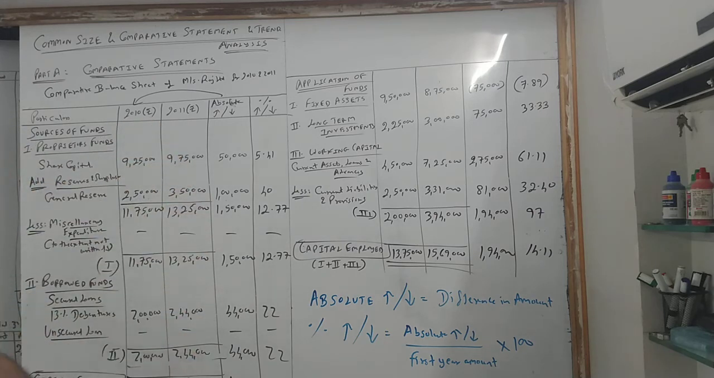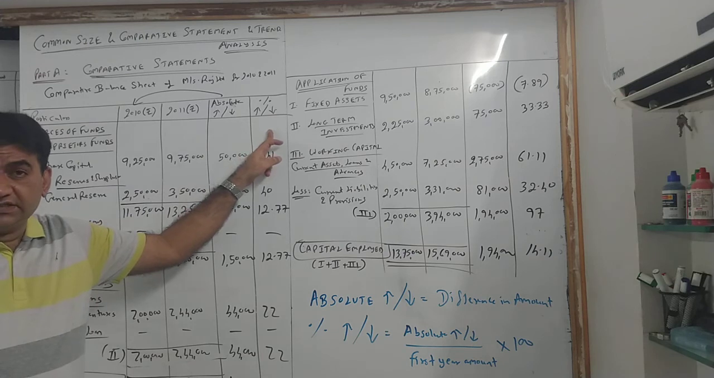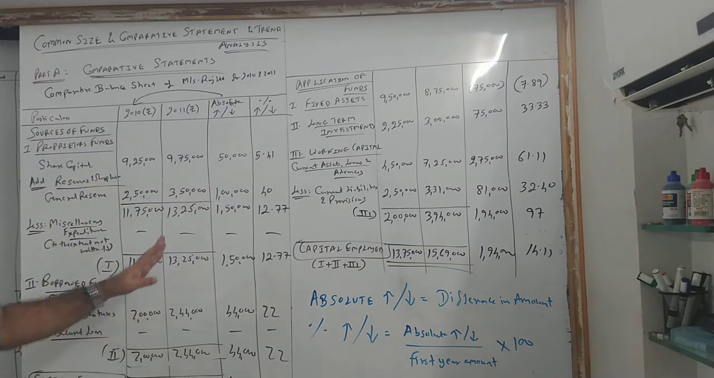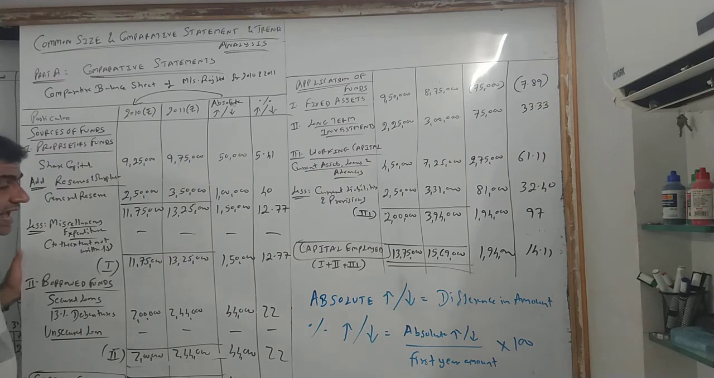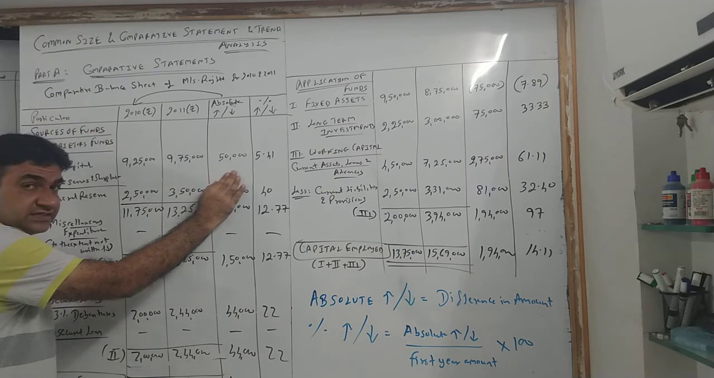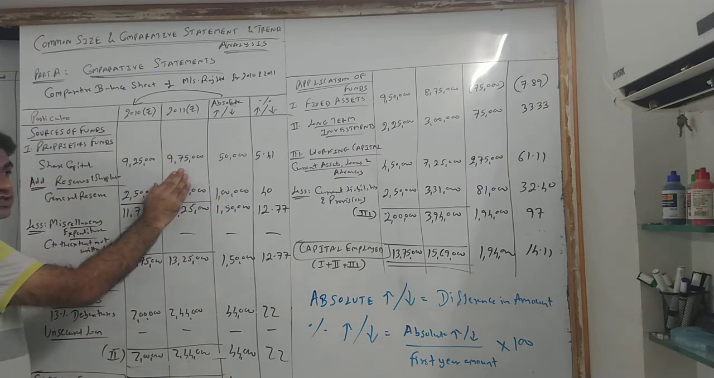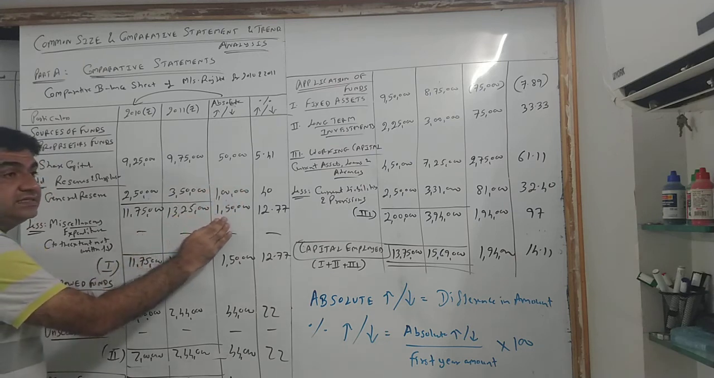First, convert the entire balance sheet in the normal way. There will be columns: particulars, both the years, absolute increase or decrease, percentage increase or decrease. Convert everything normally first, ignoring the last two columns. Then absolute increase or decrease means difference in terms of amount. Compare current year with last year. Current year minus last year gives you your absolute increase or decrease. If the second year amount is more, the answer is positive. If the second year amount is less, the answer is negative.